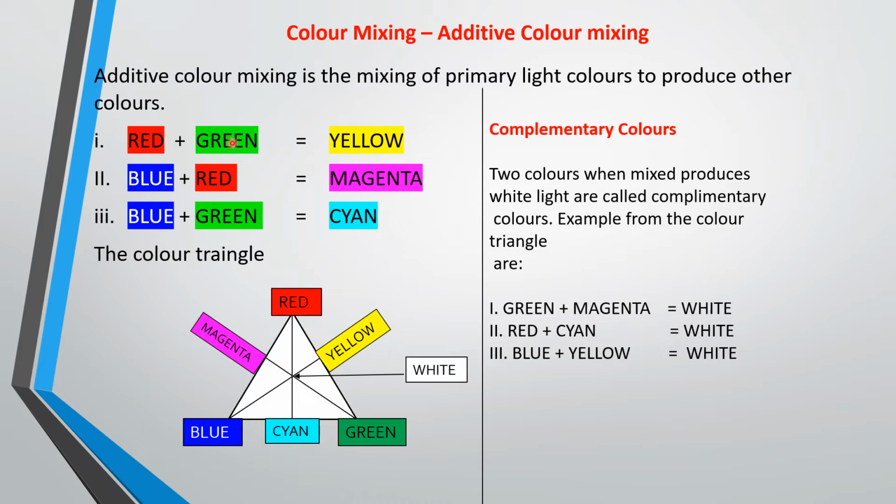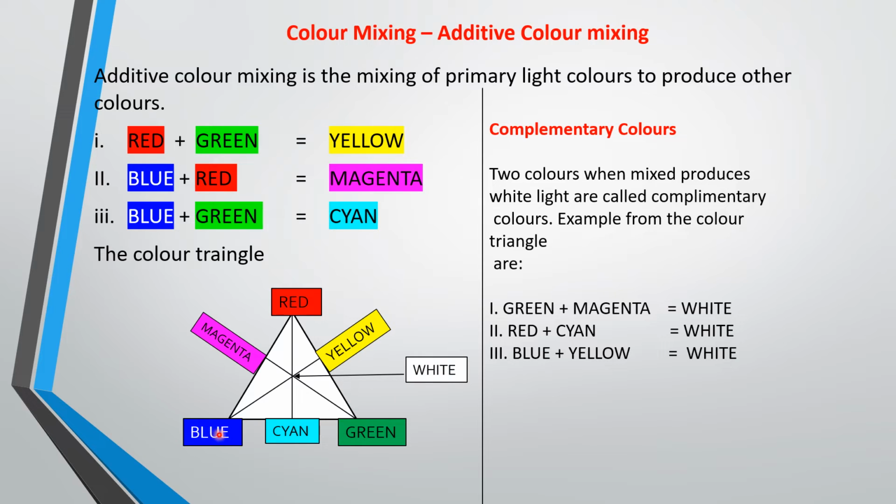So we have what is called color mixing, additive color mixing. Additive color mixing is the mixing of primary light colors to produce other colors. Just like we discussed before, red and green, yellow color, blue plus red, magenta, and blue plus green, cyan. This is a color triangle also depicting that when blue and red, you have magenta. When red and green, you have yellow, and blue and green, we have cyan. Then when you combine red, blue, and green, you have white color.